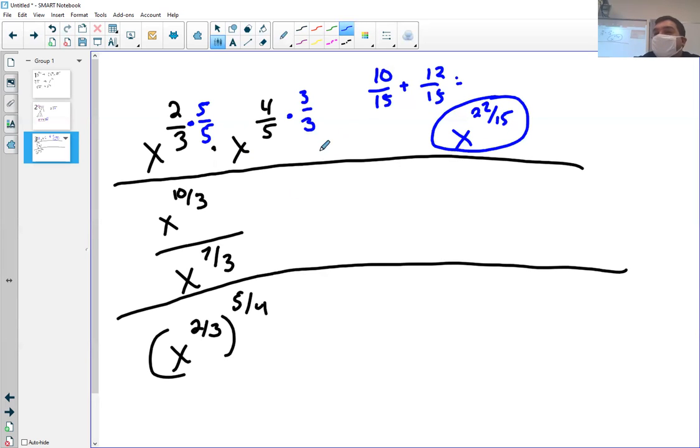Oops, I just want to make sure everyone got the first one. It's the second one. When you're dividing, you're going to subtract. These already have the same denominators. So 10 over 3 minus 7 over 3 results in 3 over 3. What's 3 over 3 simplified? Just 1. So your answer is going to be just x. If you wrote x to the 1, you'd be totally fine also. But it's not necessary.